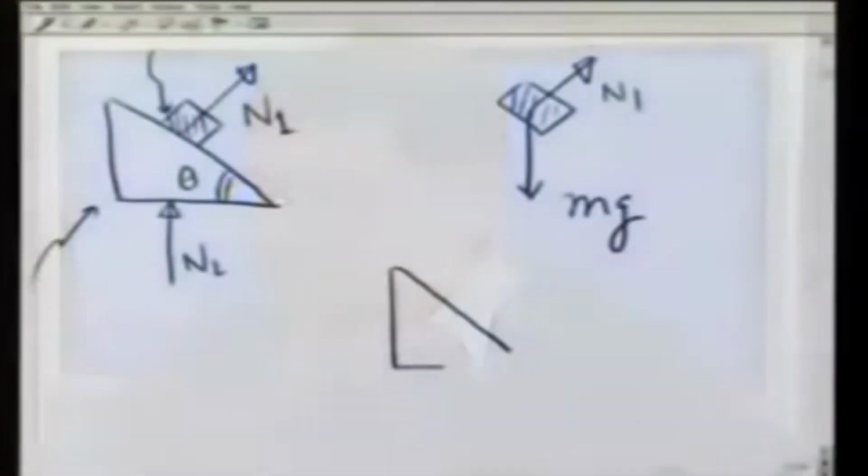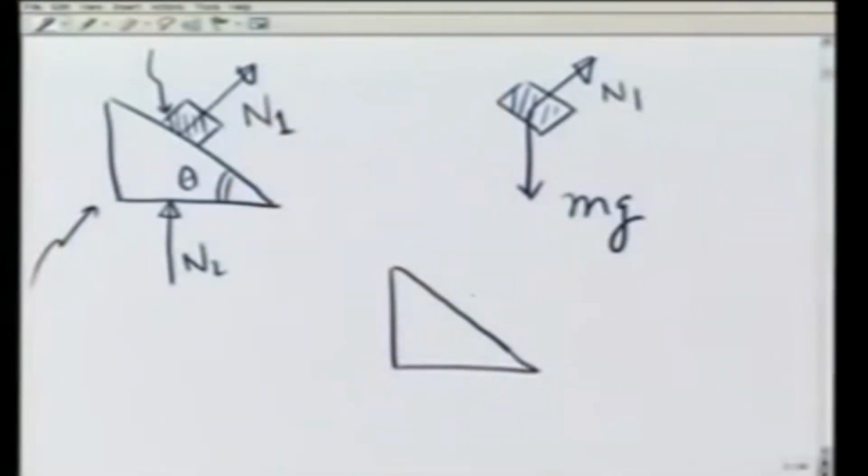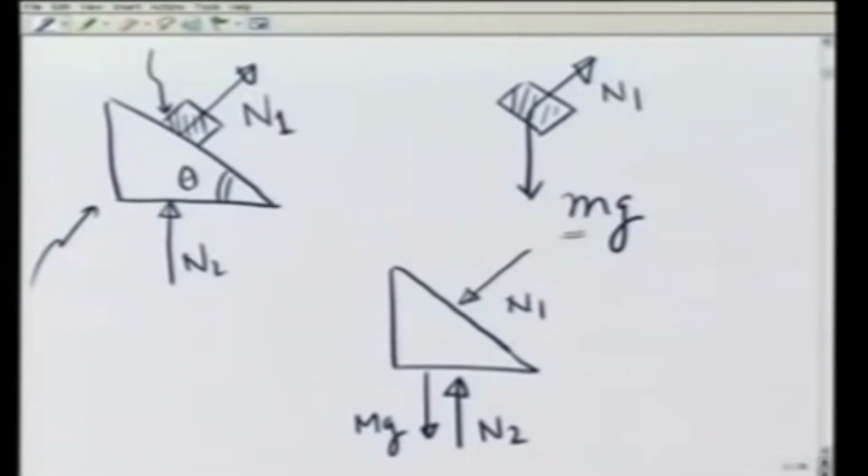The free body diagram for the wedge is going to be, by Newton's third law, of force N1 in this direction, its own weight Mg pulling it down, and the normal reaction N2 by the ground. I would like you to notice that I have not involved the mass small m in making the free body diagram of the wedge. That is because it is taken care of by normal reaction N1.